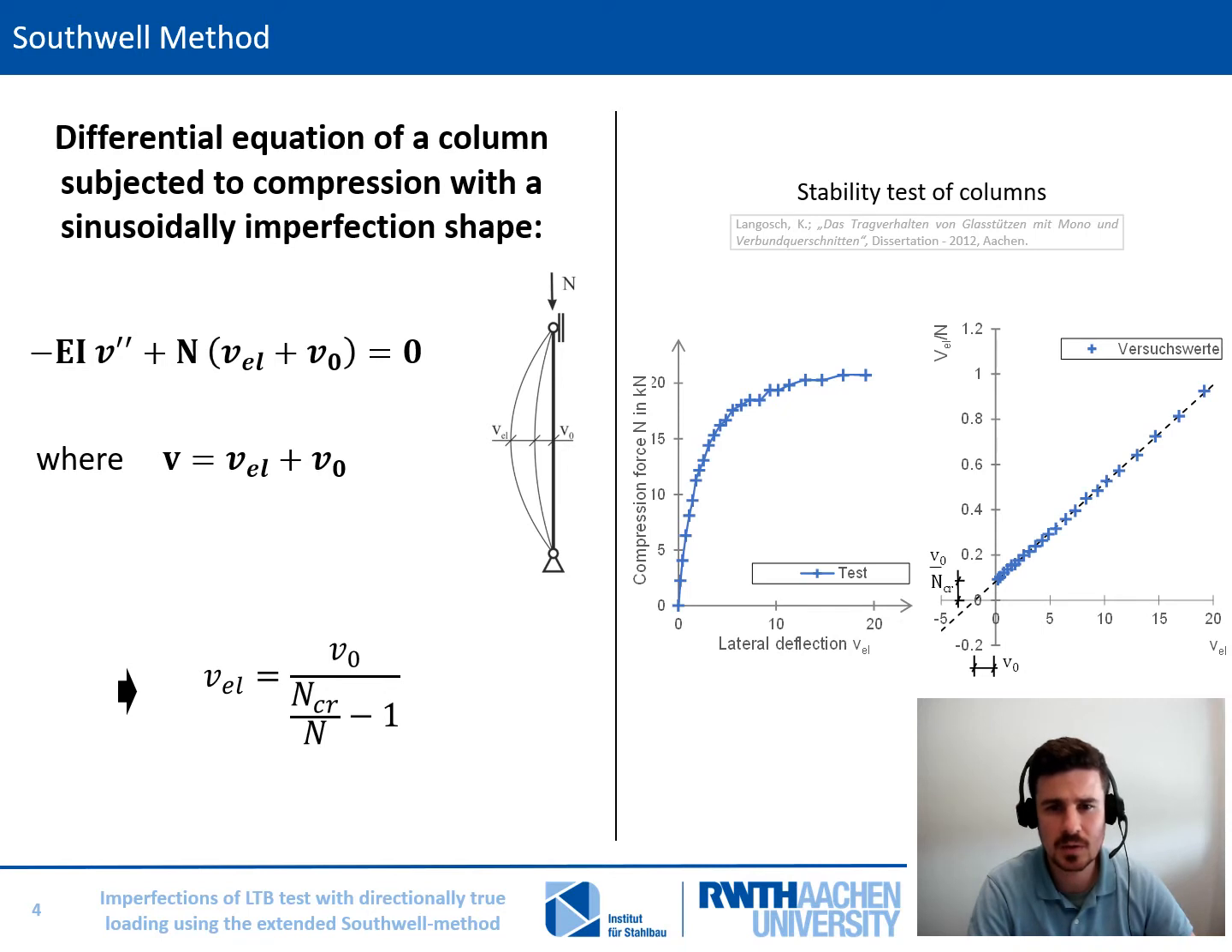If we now plot the ratio of phi EL divided by N as a function of the lateral displacement, we get the so-called Southwell plot. It is a graphical method to determine experimentally a structure's critical load, respectively its imperfection.